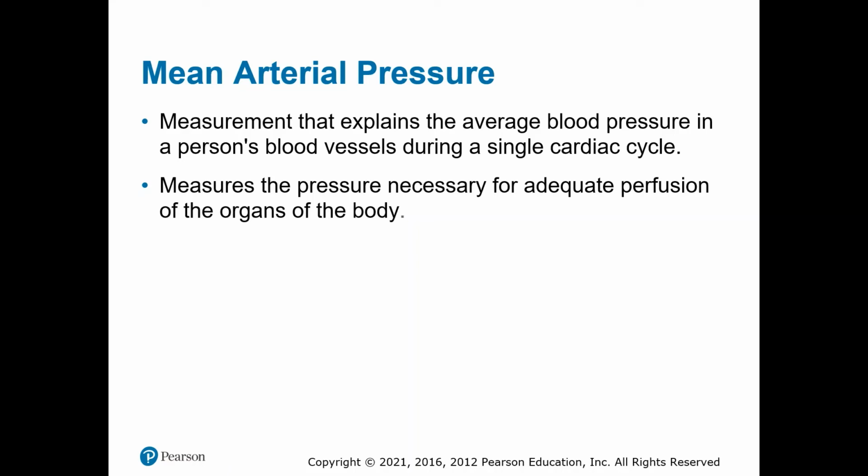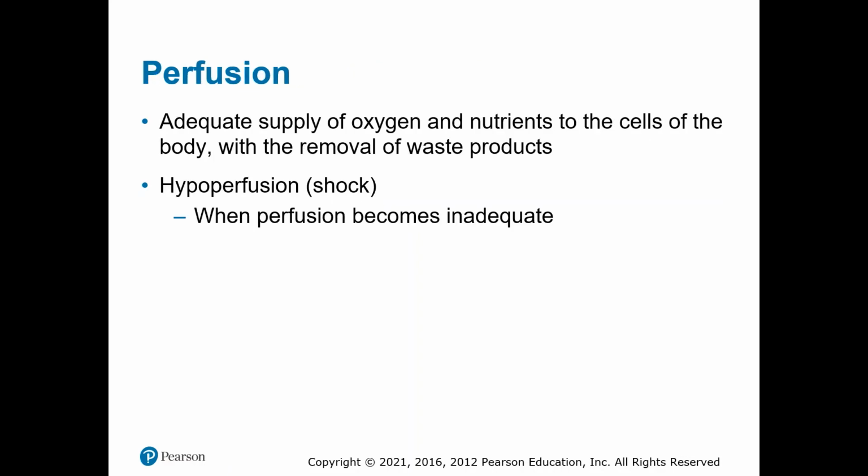Mean arterial pressure is a measurement that explains the average blood pressure in a person's blood vessels during a single cardiac cycle. A single cardiac cycle is one heartbeat. It measures the pressure necessary for adequate perfusion of the organs of the body. Perfusion is the adequate supply of oxygen and nutrients to the cells of the body with the removal of waste products. When we talk about hypoperfusion, we talk about shock. This is when perfusion becomes inadequate.